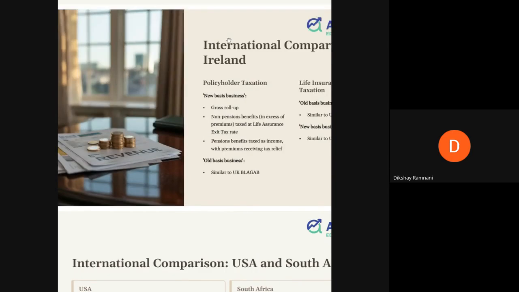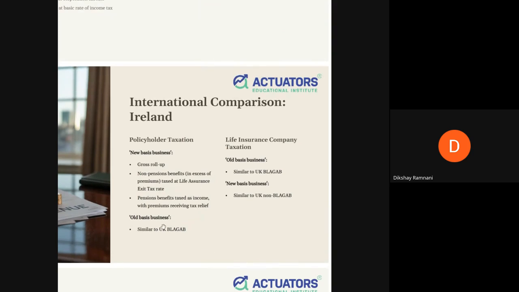Sorry, can you go up? It says here non-pension benefits in excess of premiums, tax rate, life insurance exit tax rate. Can you just tell me again? So for a savings product, say in the UK, what happens is you're rolling it up on a net basis, right? Correct. Rolling it up on a net basis means like tax-free, right? No, gross is tax-free. On the net basis, you are still taxing the investment returns, correct? So you are rolling it up on a net basis, right?